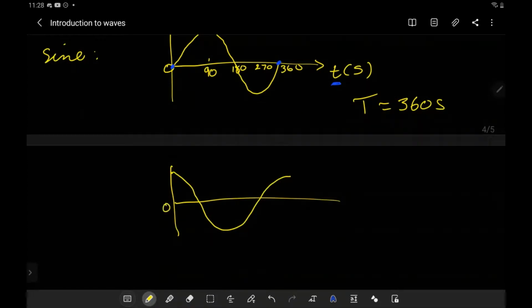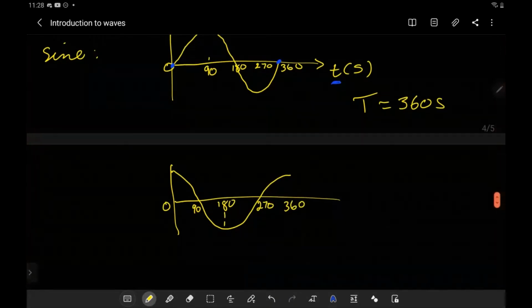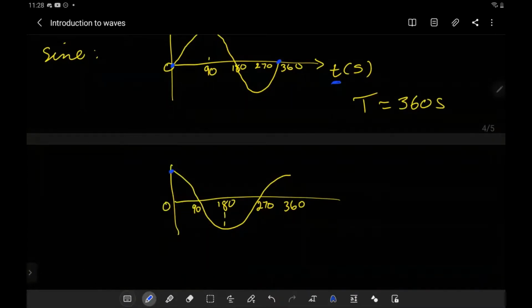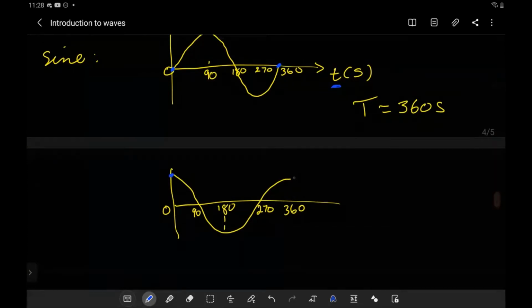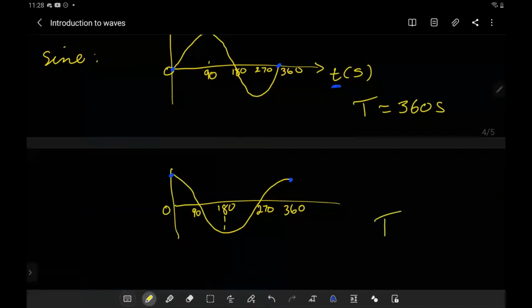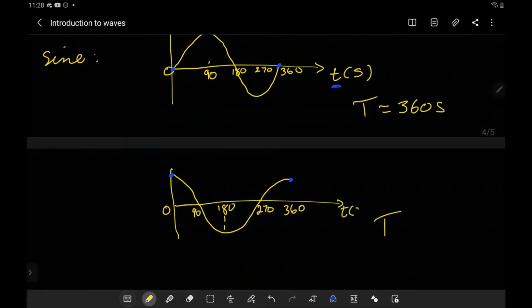All right, so this is 0. This here is 90. This here is 180. This is 270, and this here is 360. Right. So what is the period of this wave? From this point to which point is our complete wavelength? To the 360, right? So that would mean that the period for this wave is how much, if this was time in seconds? Yeah, it would be 360 as well.